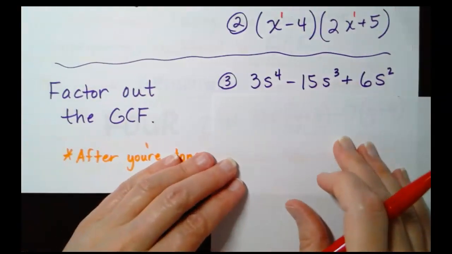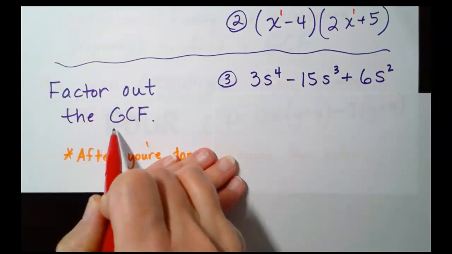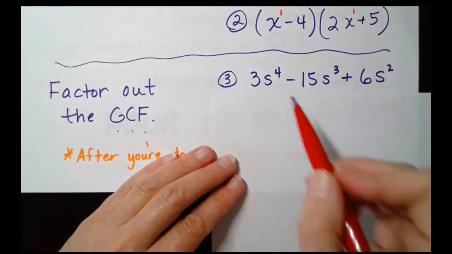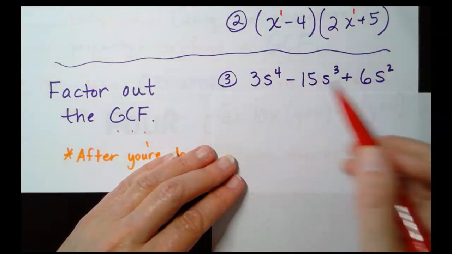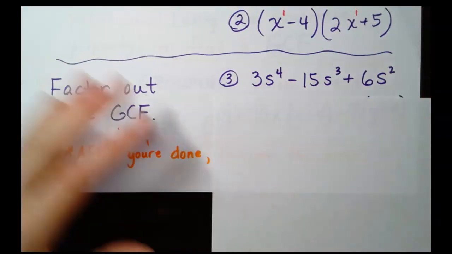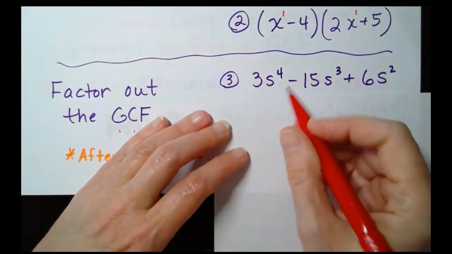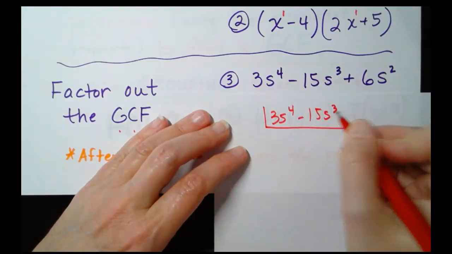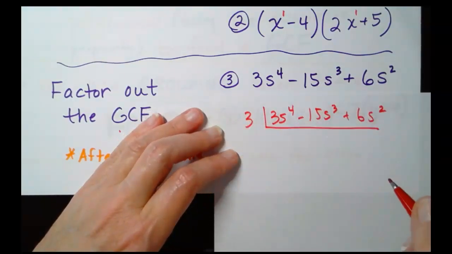This time we're going to do what we did in the last video. We're going to factor out the greatest common factor. Remember, we're always going to start by looking at the coefficients first. 3, 15, and 6 are all divisible by 3. So we're going to come through and we're going to divide everything by 3. I'll quickly write it again.